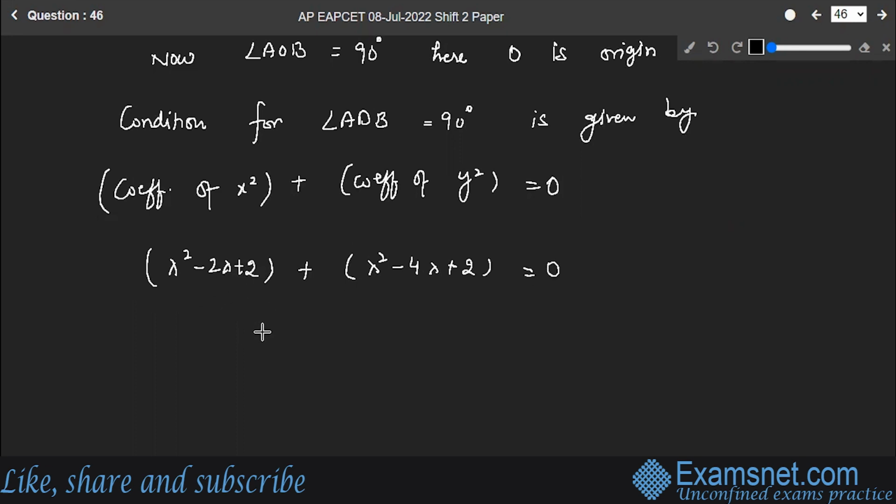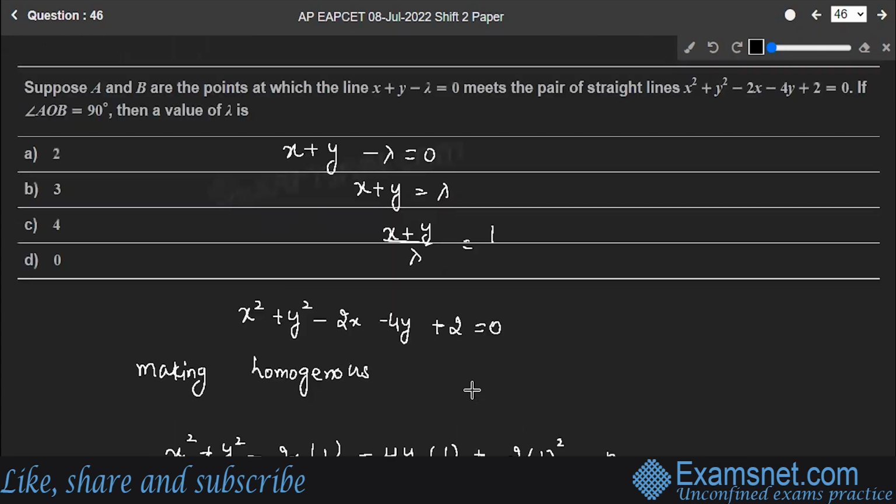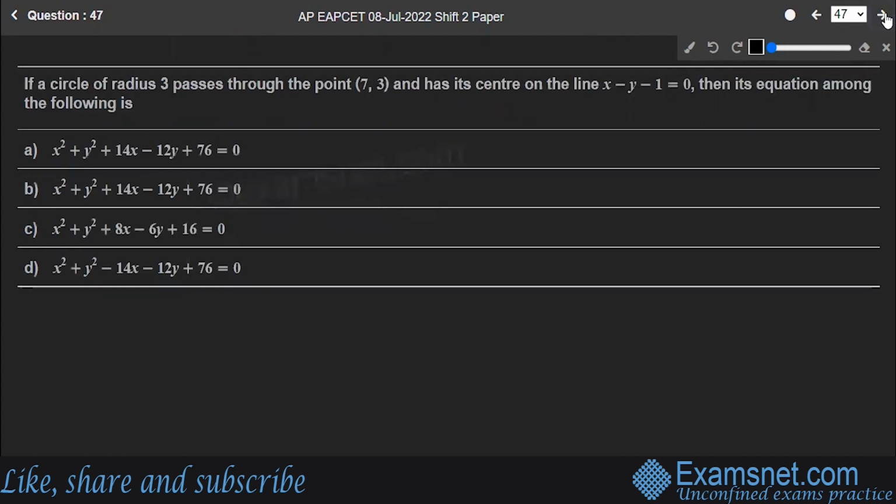So solving, you will get 2 lambda square minus 6 lambda plus 4 is equal to 0, which becomes a quadratic equation. First of all, let's simplify. Lambda square minus 3 lambda plus 2 is equal to 0. So the two factors will become lambda minus 1 and lambda minus 2. That means lambda is equal to 1 or 2. So we have option A as our correct answer. Hope you're clear with this. Next is question number 47.